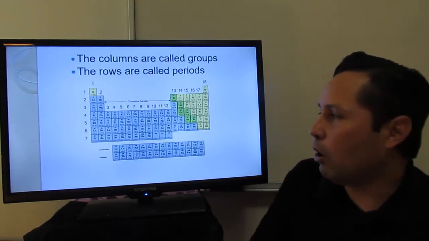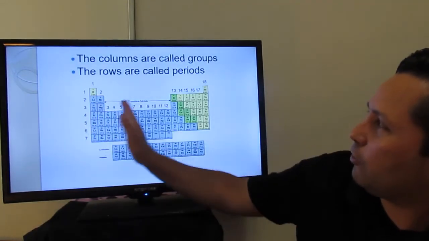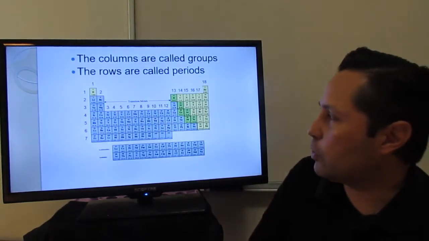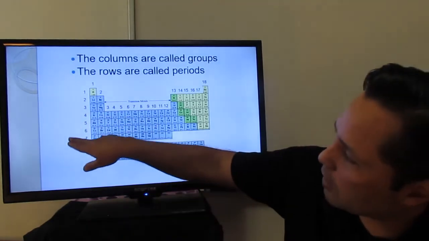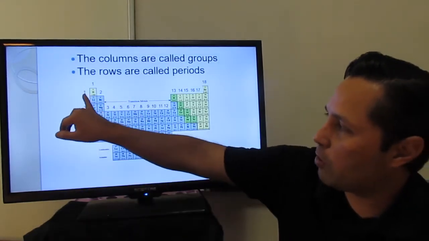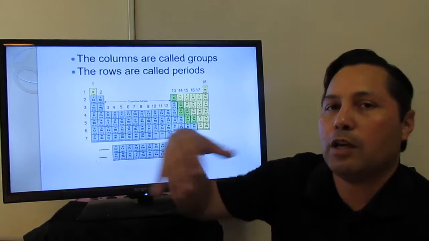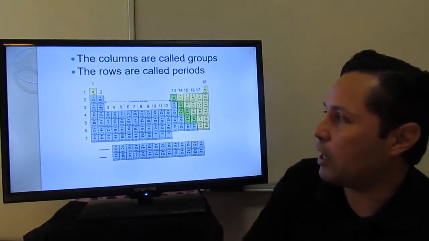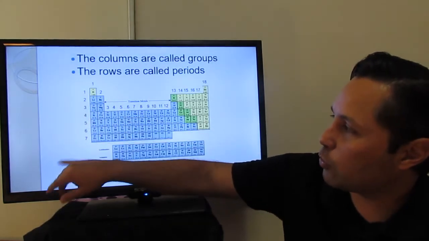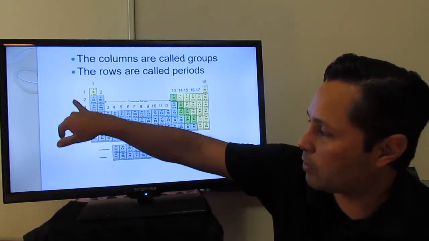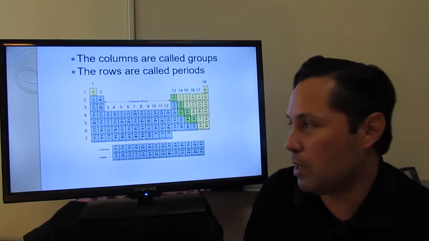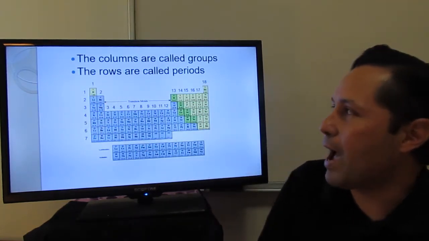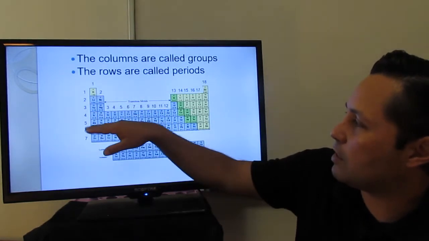Now, the columns on the periodic table are referred to as groups, and the rows on the periodic table are referred to as periods. So right here on your periodic table, you should go ahead and number it on the side 1 through 7. If you don't have your periodic table handy, pause the video, get it, and go ahead and number right through here 1 through 7, and those are the periods. So those are referred to as periods on the periodic table. Across the top there's 18 of them. Those are referred to as the groups, and there's 18 groups.